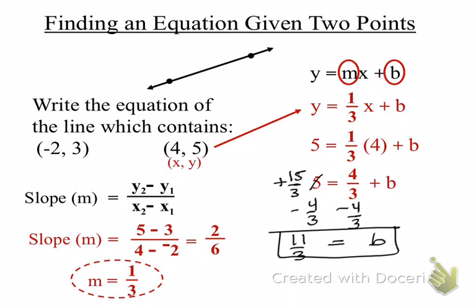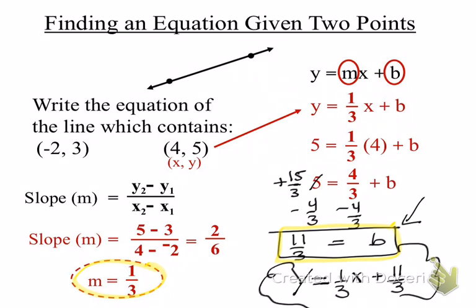Kids, stop here. I found my b. I have my m. I need to write the equation of a line, and the equation of a line has an m and a b. y equals 1/3 x plus 11/3. Is everybody clear on that? Yes. This is your answer. This is why I hate this, because kids will stop at that b equals.